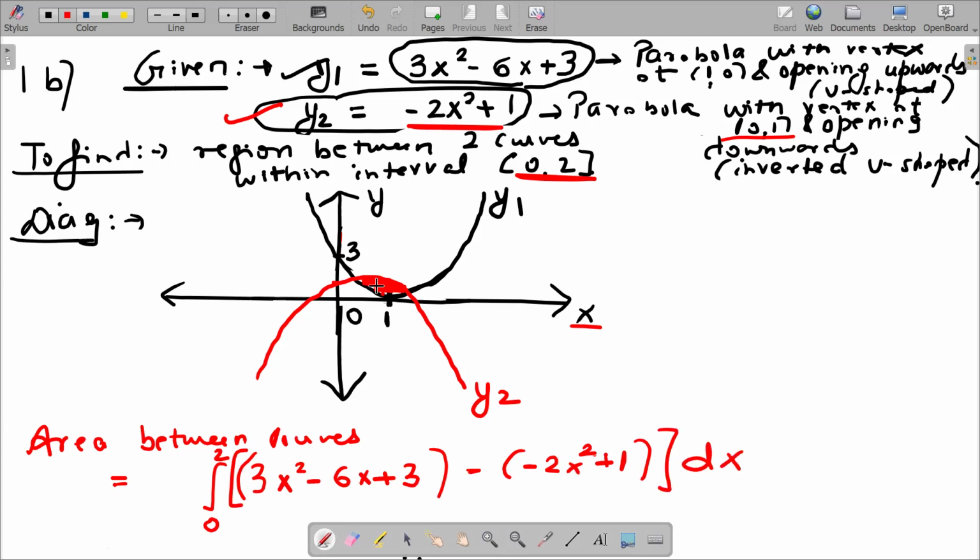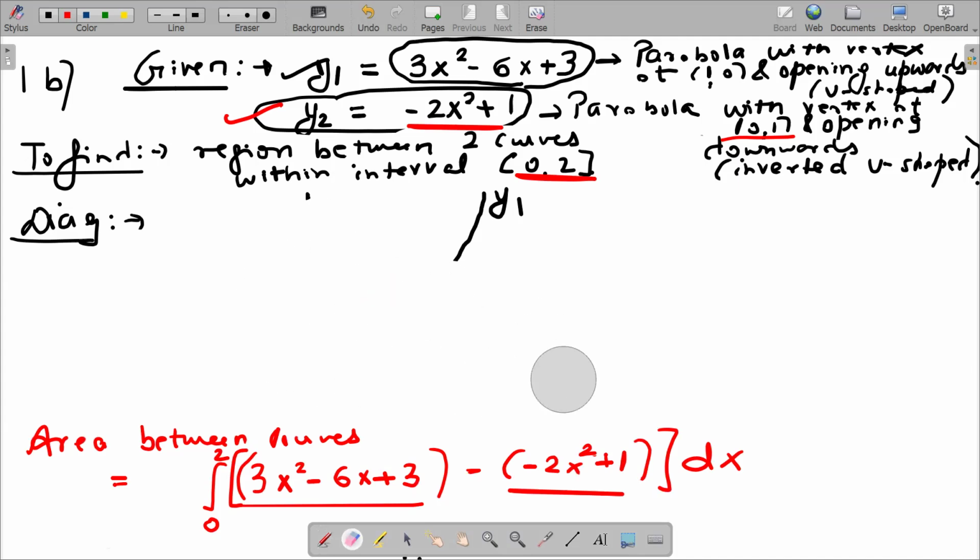So area between the two curves is area below y1 minus area below y2. Okay, so this is the area under y1 minus this is the area under y2. So I'm erasing the diagram. It was just given to help students visualize as to what exactly we need to find out. So it's area under the y1 curve minus area under the y2 curve, which gives you the area between y1 and y2.